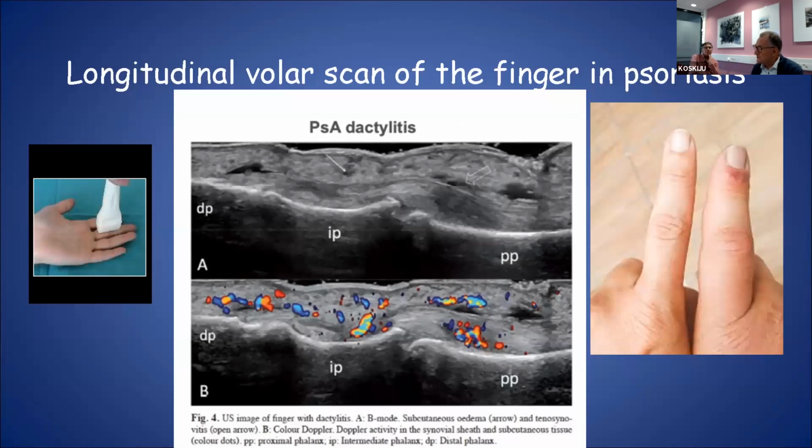And now we have this sausage finger here, also called dactylitis. This is typical for spondyloarthropathy and psoriatic arthritis. This is not seen in rheumatoid arthritis. What is this? It's a combination. There is tenosynovitis, as you see here, fluid around the tendon and Doppler signal, but there is also soft tissue edema here, subcutaneously, and there is also periostitis, but that is not what we see in ultrasound. But we see synovitis, tendinitis, and soft tissue edema with ultrasound. Behind this sausage finger, that is typical for psoriasis.